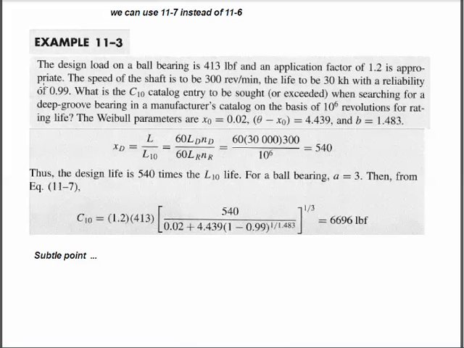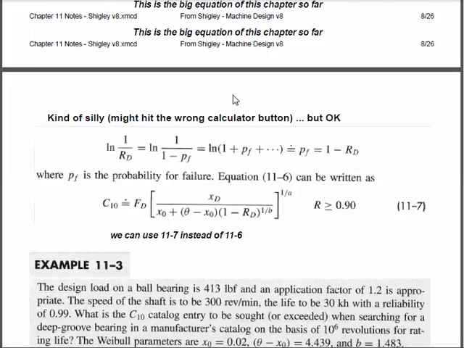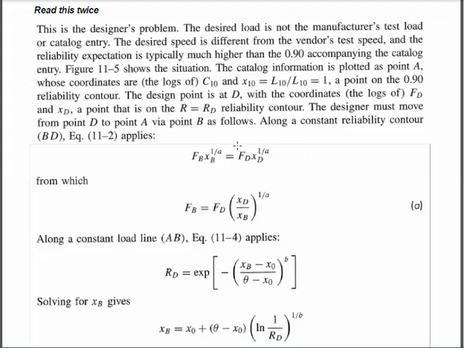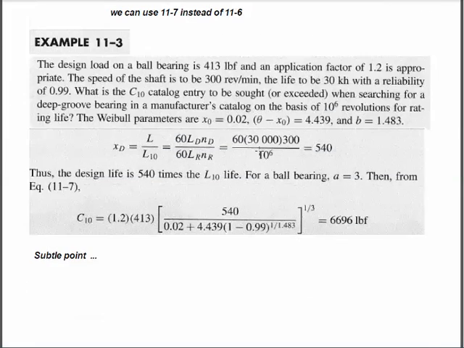And I want to do that with the shaft rotating at 300 RPM. And my life, I would like to be 30,000 hours at 300 RPM. Okay, and I'd like to do that with a 99% reliability. And that's what makes us use the larger equation. Without the 99% reliability, we actually could have gone back to the simpler equation that we saw earlier. We could go back to this equation right here. But we are asking for a very reliable bearing.